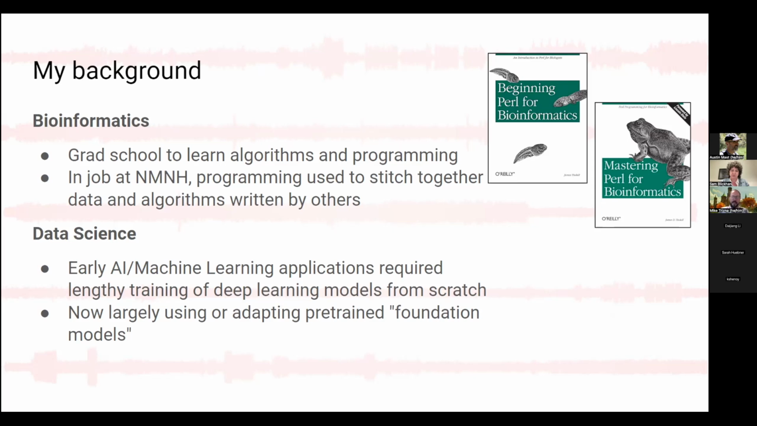And then when I switched over to working for the data science lab, at first, a lot of it was writing deep learning models completely from scratch. That was the state of the art back then. It took a really long time to train these things. They were pretty brittle and really hard to deploy. But now things have progressed, and it's very deja vu to where bioinformatics had moved, where we're largely using and adapting foundation models and stitching together data input and output from one pipeline to the next.